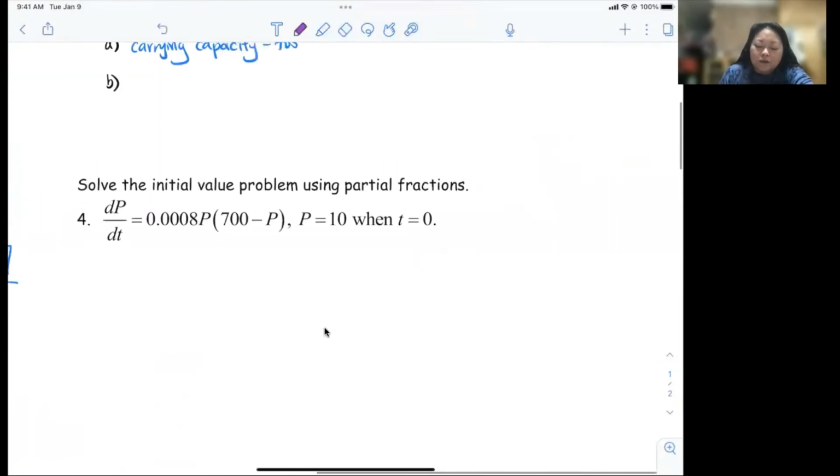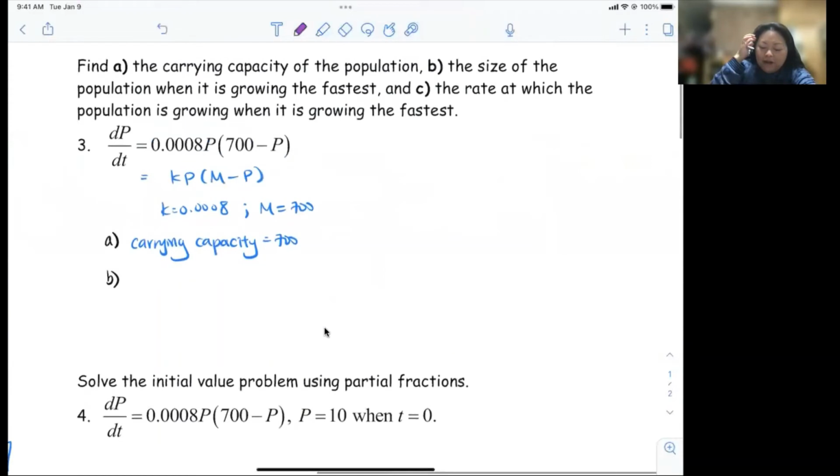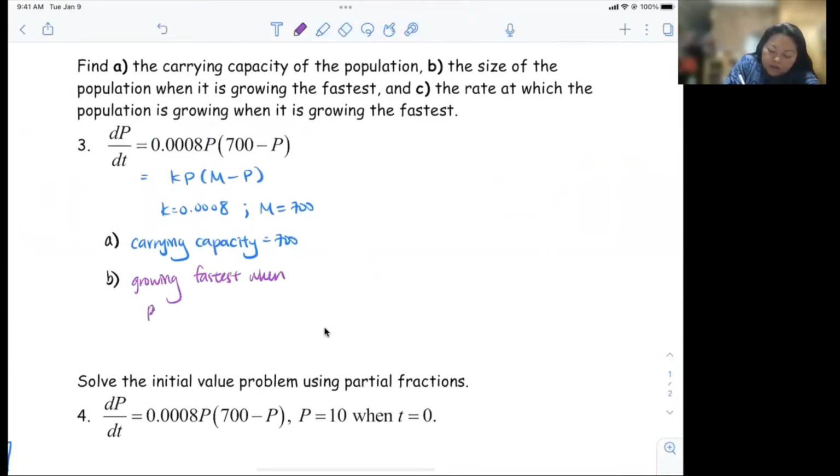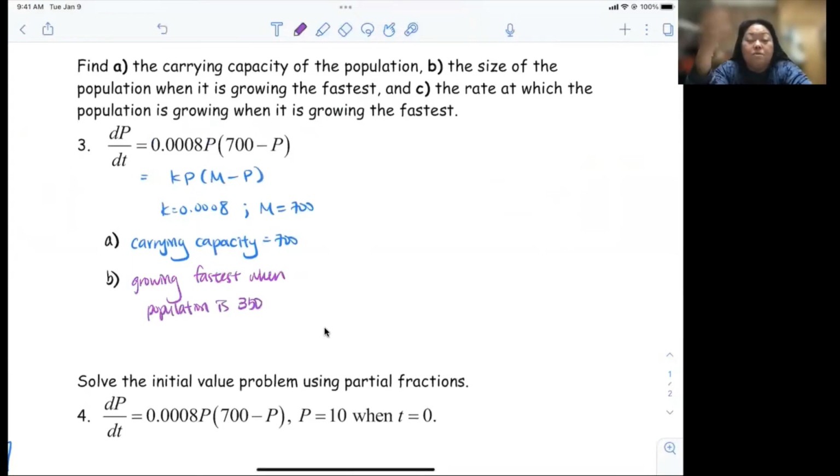All right, so we come back up here. What is half of the carrying capacity? It's 350. So it's growing the fastest when the population is 350. And again, I don't know if it's 350 bunnies or 350 horses, but this is the population.